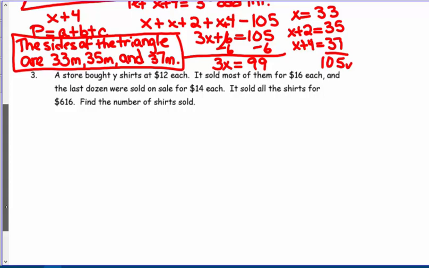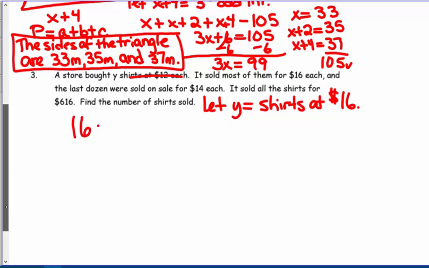Where's the store-bought shirts at $12 each? Well, I don't need to know that. It sold them because I want to know what it sold them for. So that's a piece of information I really don't need. Sold most of them for $16. So I'm going to say let Y equal, or X, whatever letter, it doesn't matter. Let Y equal shirts at $16. So I sold a number of shirts at $16, so 16Y, this is a value problem, got to put that together. And 12 times 14 is 168.